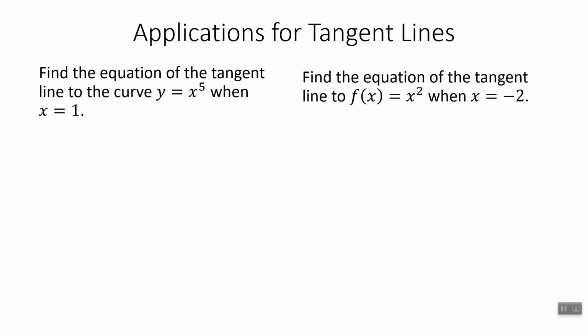All right, so applications for this. So we can find our tangent lines just like we were doing before. We just had to take the derivative, and then we plug in, and that gives us our slope. So find the equation of the tangent line. So I mentioned earlier, tangent is a key word that tells us we're doing derivatives. So we want to take a derivative here. To the curve y equals x to the fifth when x equals 1.